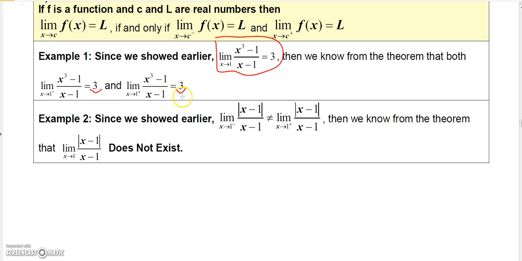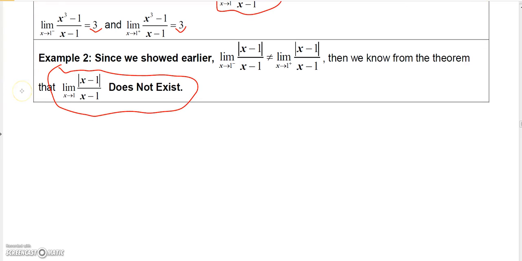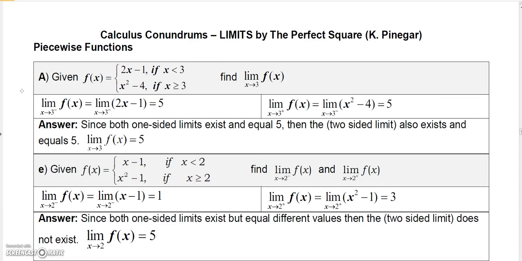Now, let me show you another thing. Earlier, we showed that the limit of this function as x approaches 1 from the left, I think we showed this was negative 1, and the limit of this function as x approaches 1 from the right is positive 1, so they're not equal. So in this case, since the left-hand limit does not equal the right-hand limit, then we know from this theorem that the limit itself would not exist. Okay, so that's really how you can use that existence theorem.